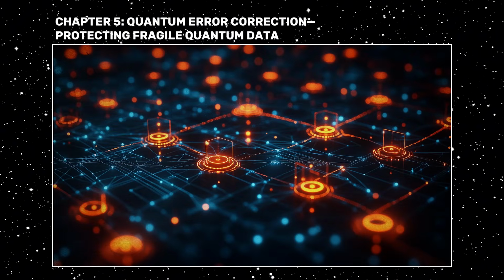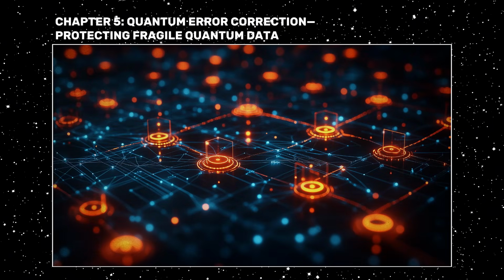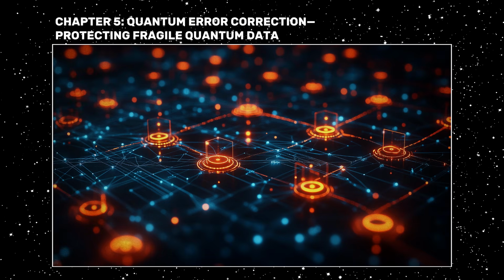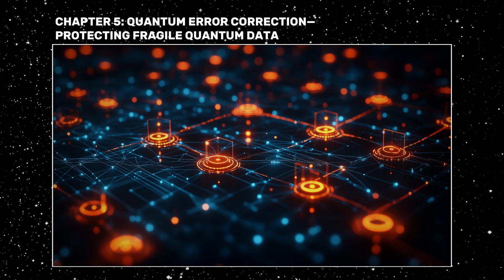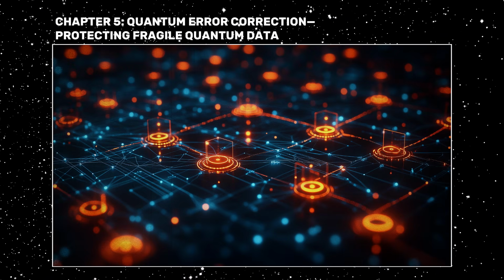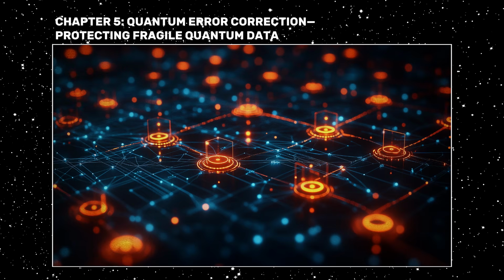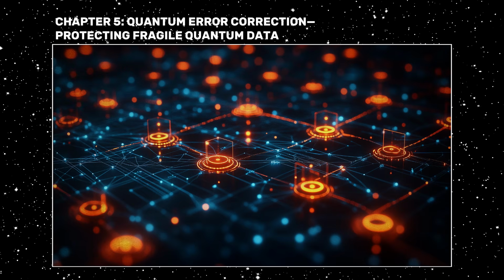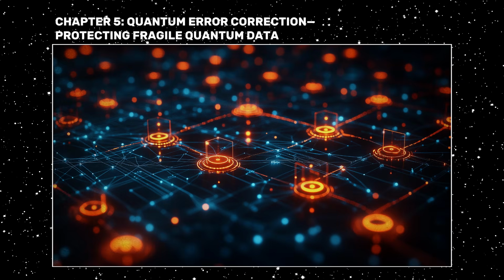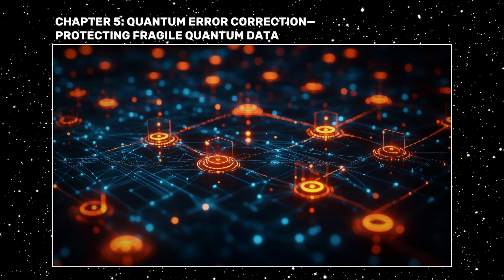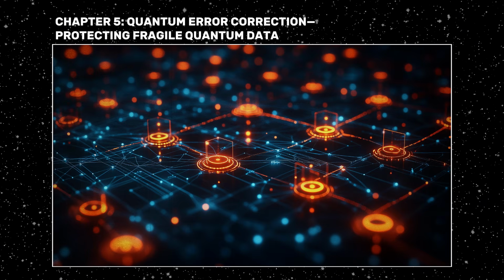Chapter 5. Quantum Error Correction: Protecting Fragile Quantum Data. Quantum computers promise unprecedented computational power, yet this promise hinges on maintaining the delicate quantum states of qubits in the face of relentless disturbances. Unlike classical bits, which can be reliably copied and restored when errors occur, quantum information cannot be duplicated or simply refreshed due to fundamental quantum constraints.